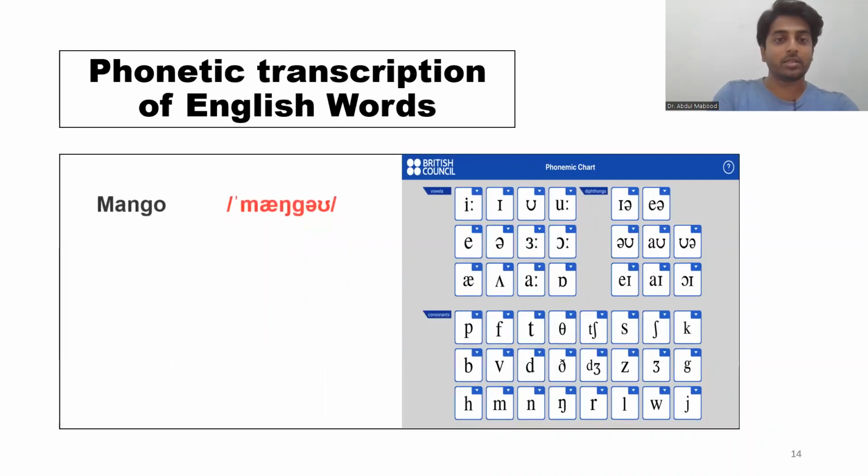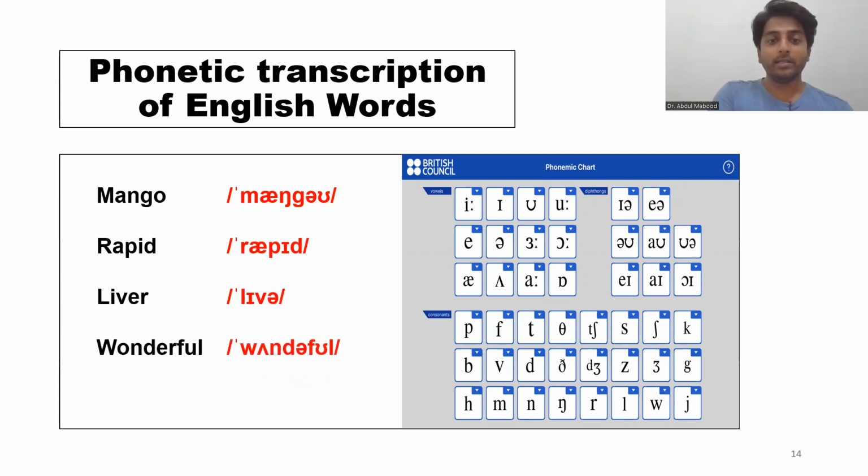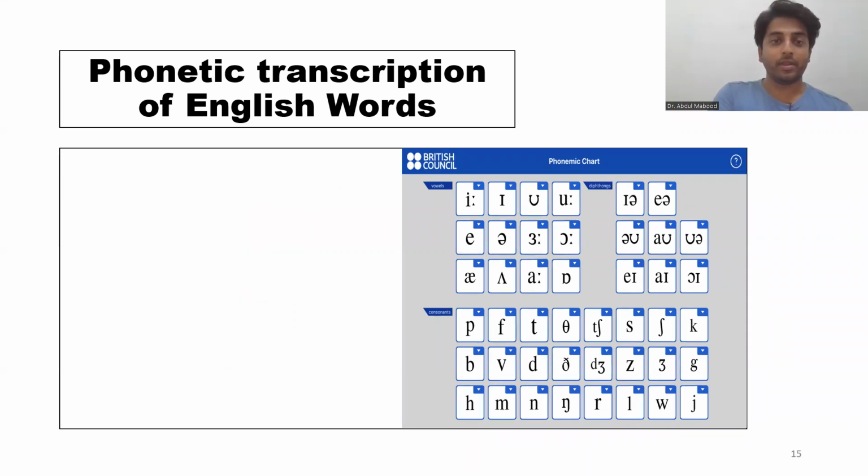Fine. Next, mango. So here I will draw your attention that N and G make the sound ng, and ng sound is represented by this symbol. Fine. Mango, mango. Next we have words like rapid, then liver, then wonderful. Fine.